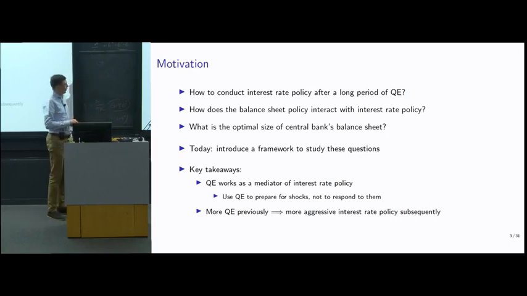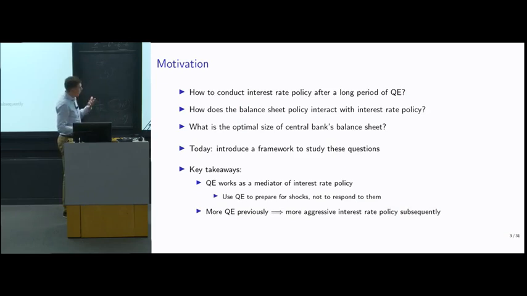What did we learn? We learned that QE, so the balance sheet policy, works as a mediator of the interest rate policy. So the way QE works is basically the job of the QE is to bring the economy, in some sense, in the right position, such that when the shock arrives and the conventional monetary policy kicks in, the response of the economy is efficient, in some sense that we're going to define later.